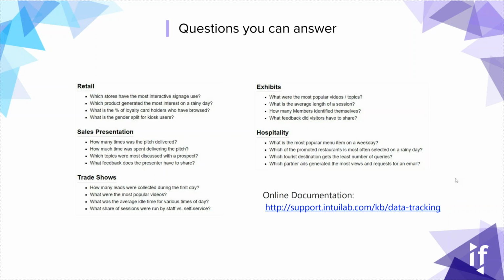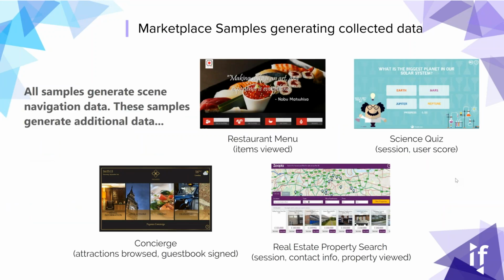Lots of information is located in our online library. Everything we discussed and more is available there. One thing I'd like to suggest is going to our marketplace. All of the samples in our marketplace generate scene navigation data. That will give you dwell time information. So you always have that basic information from all of the samples. They all have the data tracking interface asset. All of them are collecting scene navigation information and, of course, experience started and stopped.